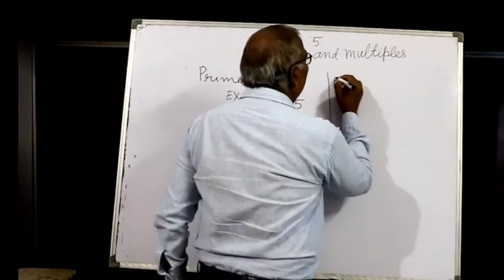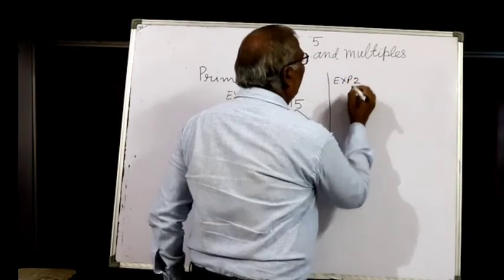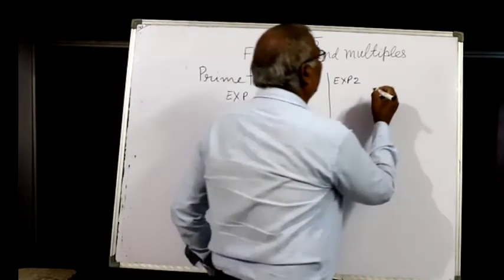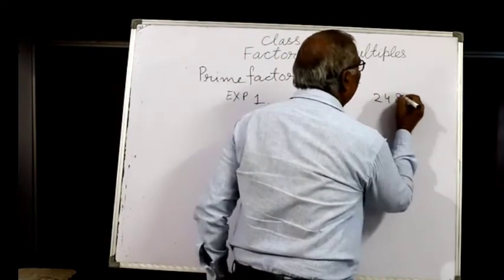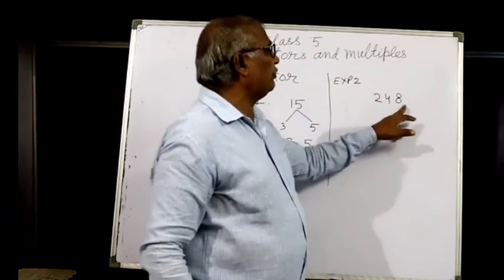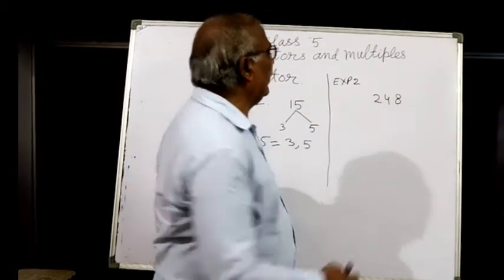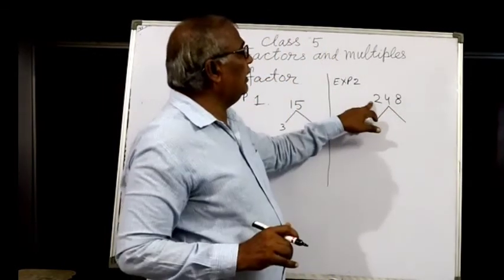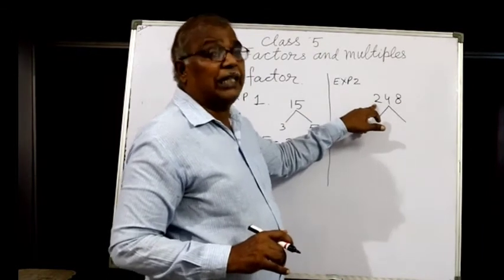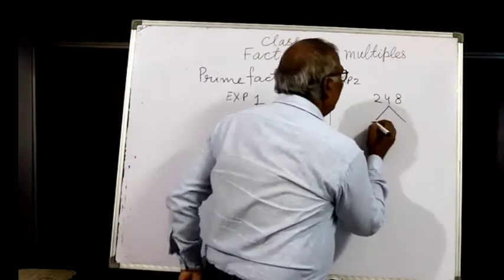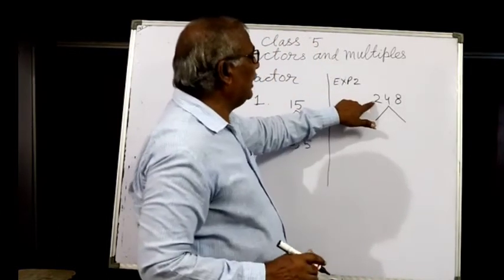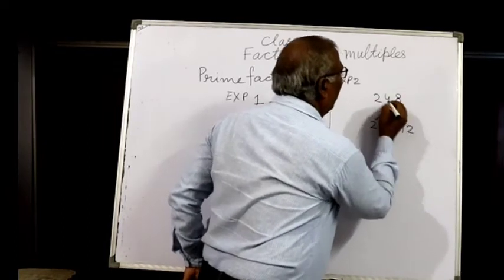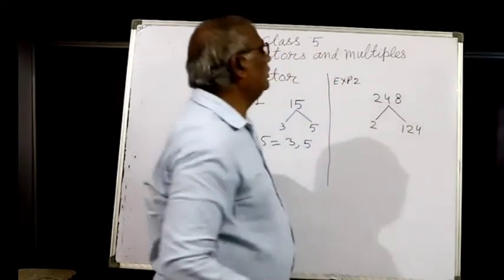Example 2. Find the prime factor tree of the number 248. We write here. First, we will divide this number by the least prime number 2. 2 1s are 2, 1. 2 2s are 4 and 2 4s are 8.